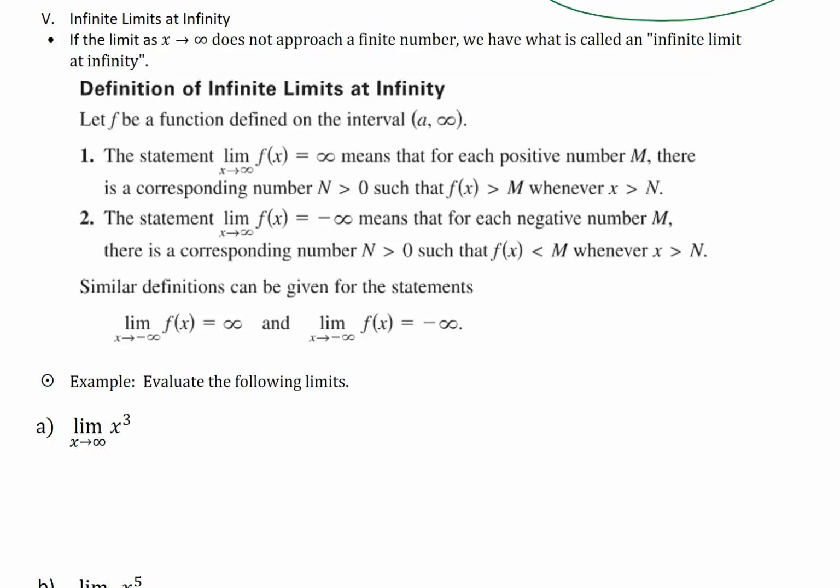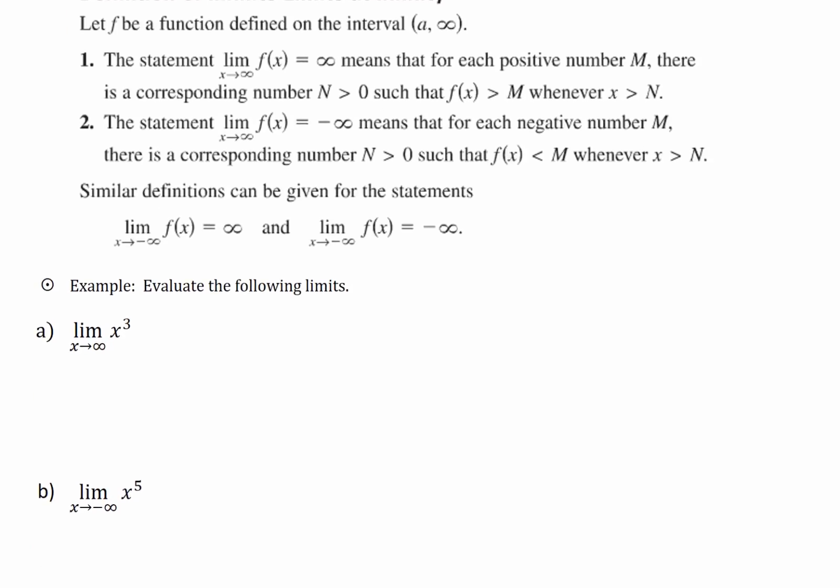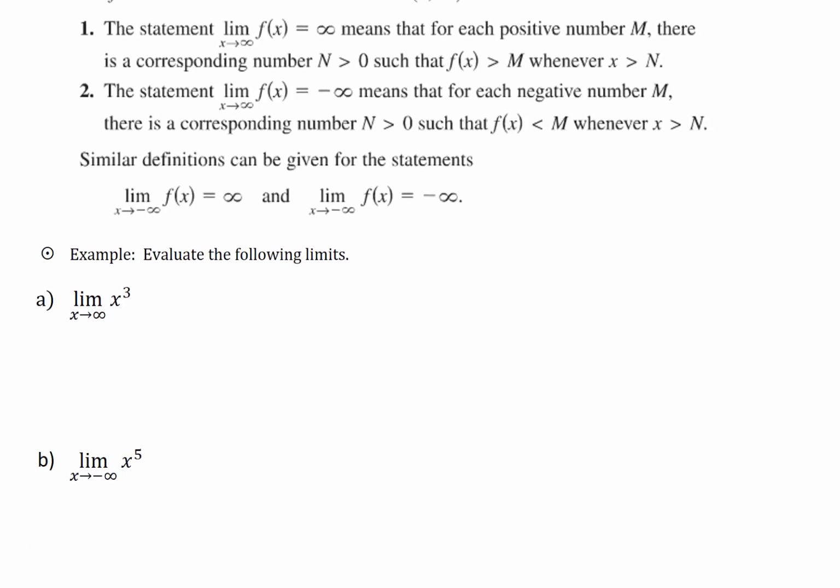So the definition of infinite limits at infinity: if we let f be a function defined on the interval from a to infinity, the statement, the limit as x approaches infinity of f of x equals infinity, means that for each positive number M, there is a corresponding number N greater than 0, such that f of x is greater than M whenever x is greater than N.